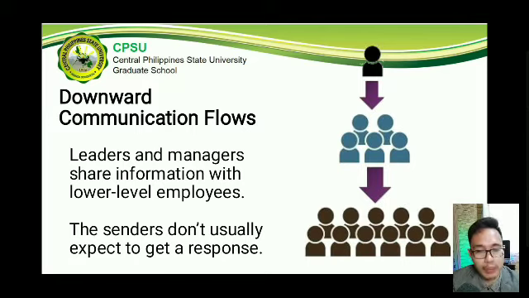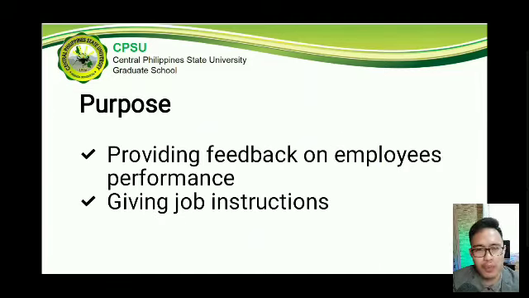One of the purposes of this communication flow is to provide feedback on employees' performance. Feedback is about listening actively, taking the time to analyze and then think of the best possible solution to perform better. It provides positive criticism and allows everyone to see what they can change to improve their focus and results. Next is giving job instructions: providing a complete understanding of the employee's job, as well as communicating how their job is related to other jobs in the organization.